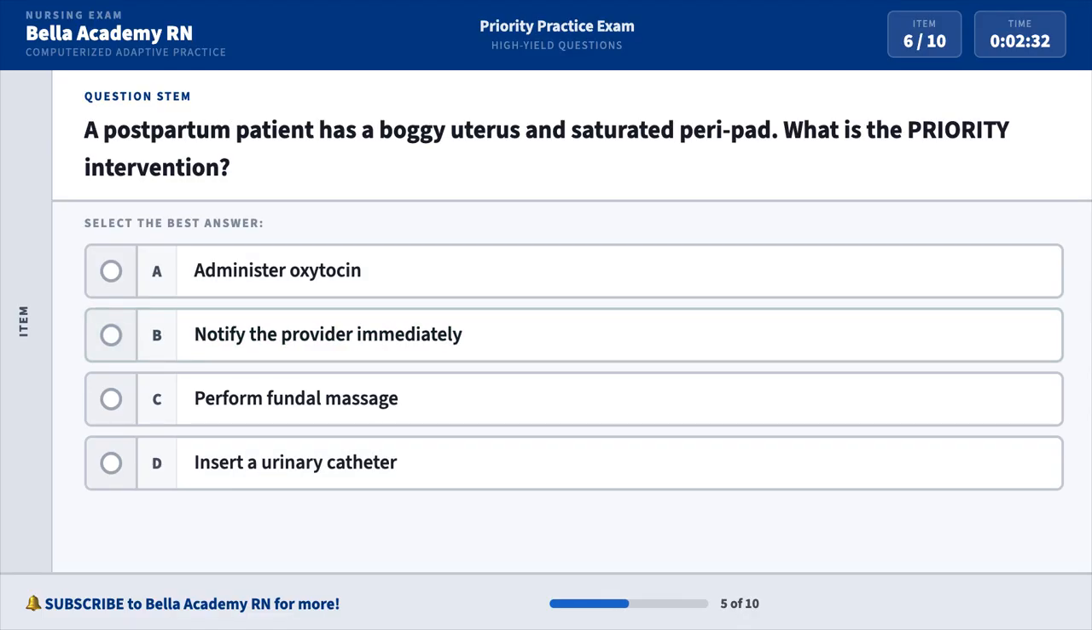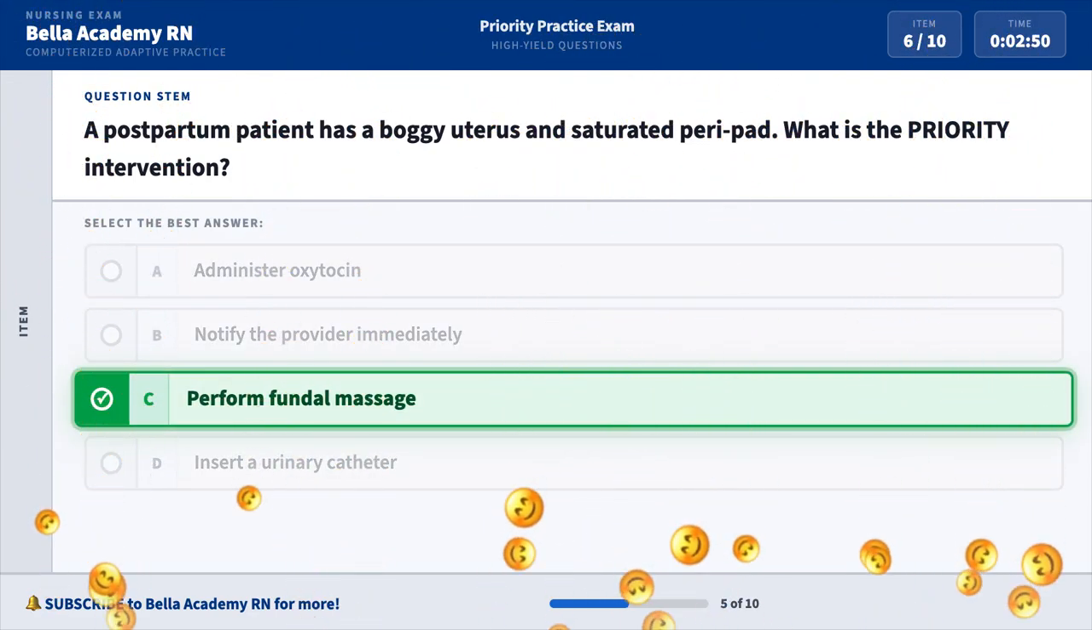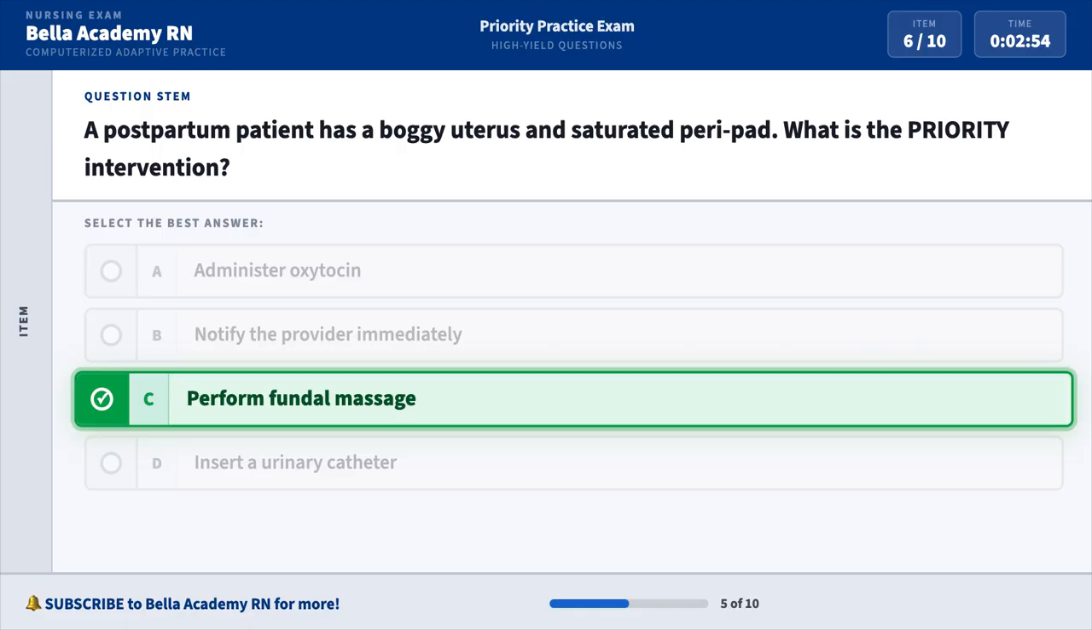A postpartum patient has a boggy uterus and saturated peripad. What is the priority intervention? Administer oxytocin. Notify the provider. Perform fundal massage. Insert a urinary catheter. C. Perform fundal massage. This is first line for uterine atony. It stimulates contraction to control hemorrhage before medications are given.